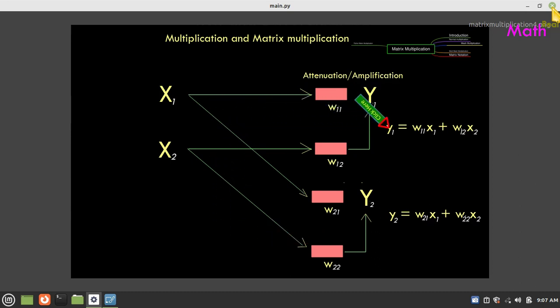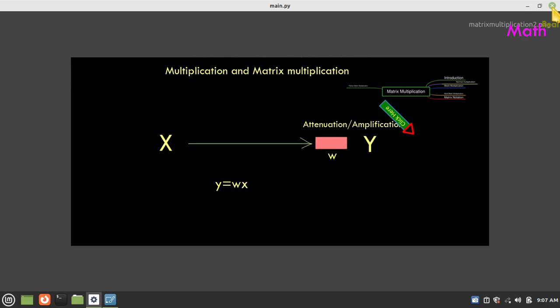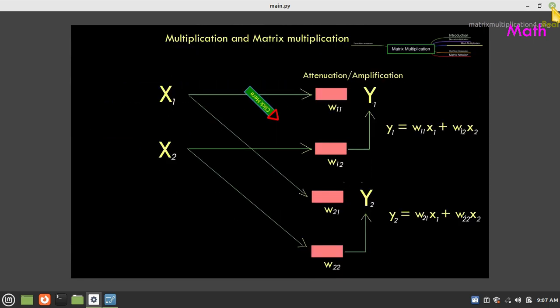Now Y1 equals, the same way we had the calculation. So Y1 and Y2 are two dependent parameters and X1 and X2 are two independent parameters, whereas W1, W2 are kind of slopes, kind of multiplication factors. So we started with simple, then complex, then more complex. So this is the problem.